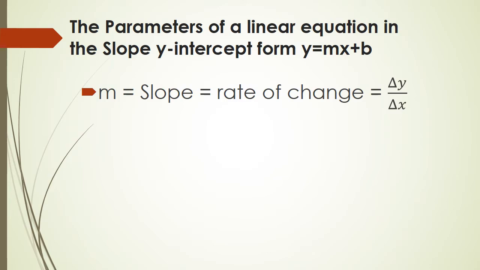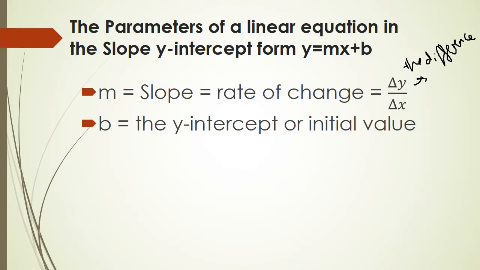also called the rate of change, which is basically the difference in y over the difference in x. And the second parameter is the y-intercept, or the initial value, which is b. So basically we have two parameters.